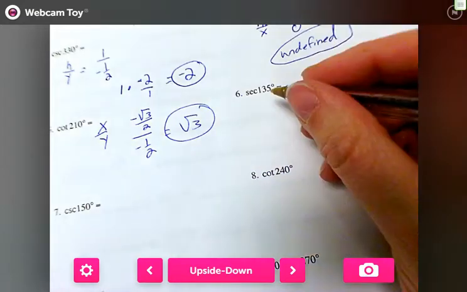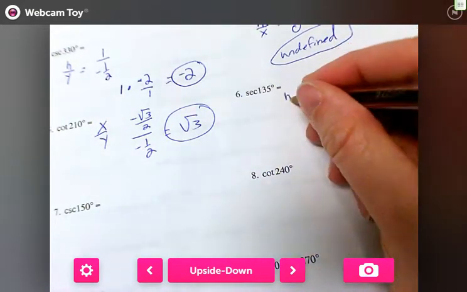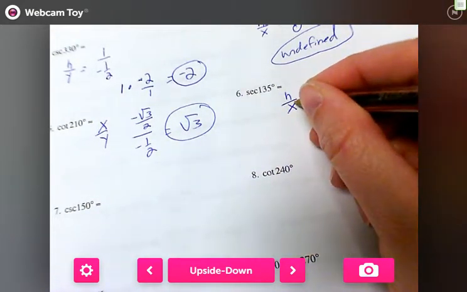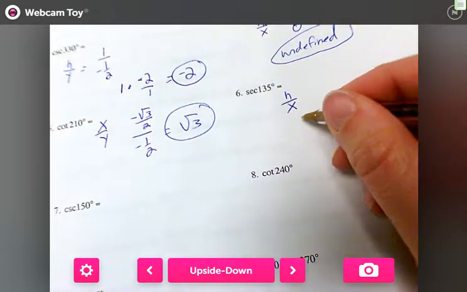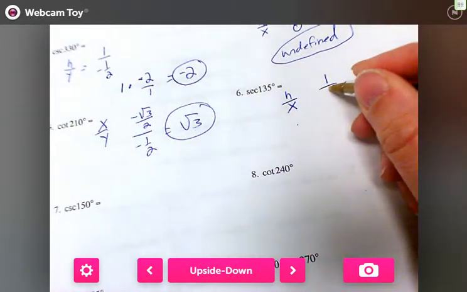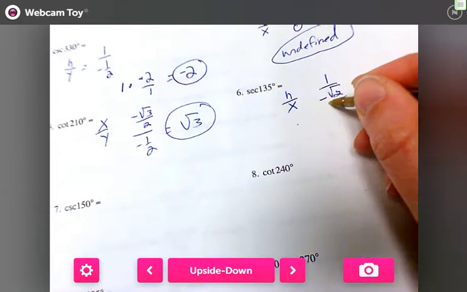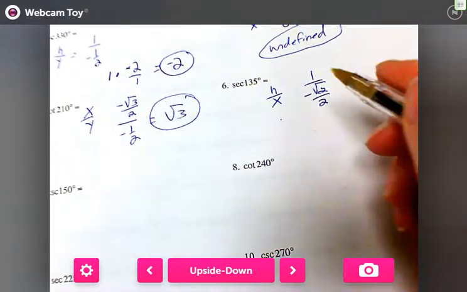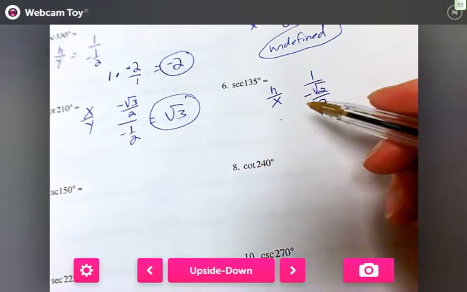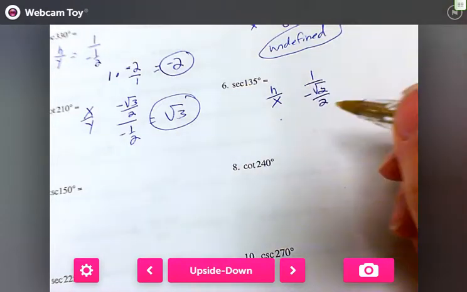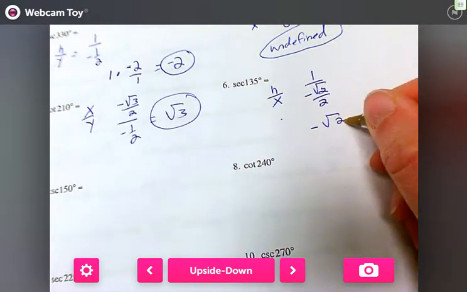Number 6, secant of 135 is hypotenuse over the x, or the adjacent. So I'm going to get 1 over negative square root 2 over 2. And when you guys multiplied that, what'd you get? 1 over negative square root 2 over 2 ends up giving you? Negative square root 2, right?